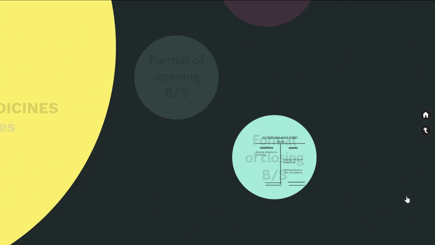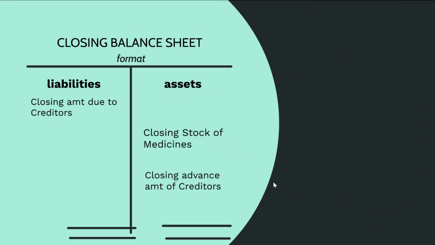The format of the closing balance sheet, the amount due to creditors, the closing balance will appear on the liability side. Stock of medicines, the closing stock amount of medicines will be shown in the asset side, and any advance given to creditors, the closing balance of such advance amount will also be shown on the asset side of the closing balance sheet.